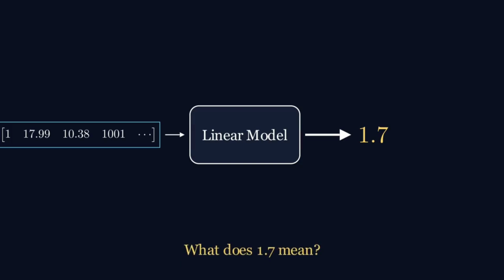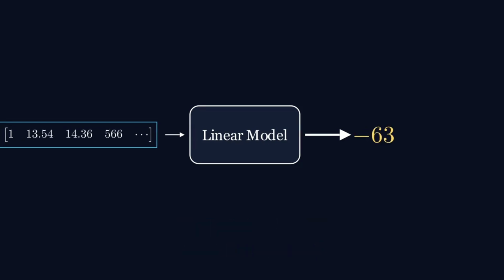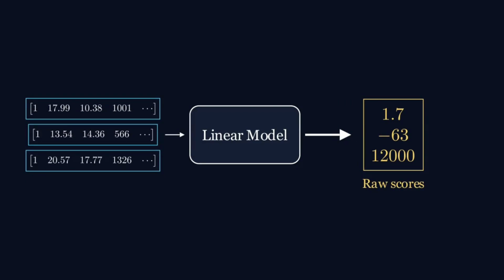And we get 1.7. Okay, what does that mean? Is 1.7 malignant? Is it benign? We don't know, because nothing in our problem lives at 1.7. Let's try another cell. Negative 63. Or this one, 12,000. These numbers aren't wrong exactly, they're just uninterpretable. We asked a yes or no question and we've got a number that lives nowhere near yes or no. So we don't need a better line per se. We need a completely different kind of output.